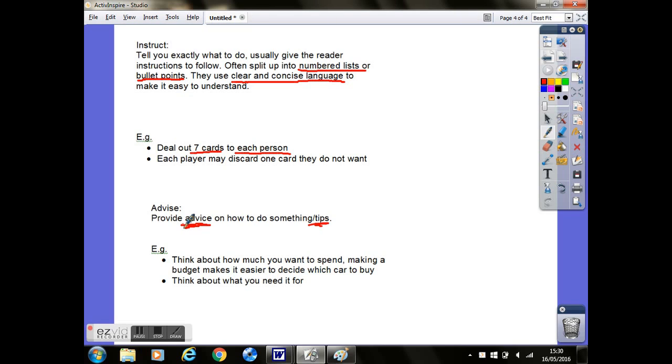It's not saying you definitely need to do this or having a specific right or wrong opinion. It's just giving you ideas on how to form your own opinion if you're going to be buying a car. So words like think, it's not saying you should or you need to do this. Think about how much you want to spend, and then giving you the actual advice. Making a budget. And think again here, what you need it for. Those are your 7 main purposes of text.